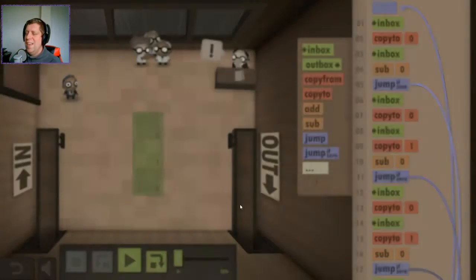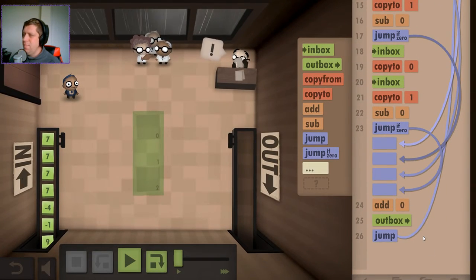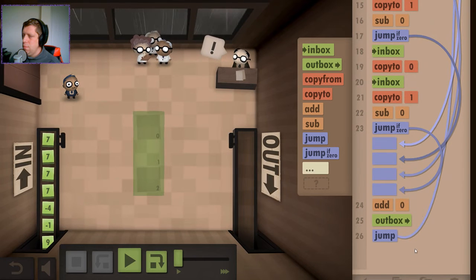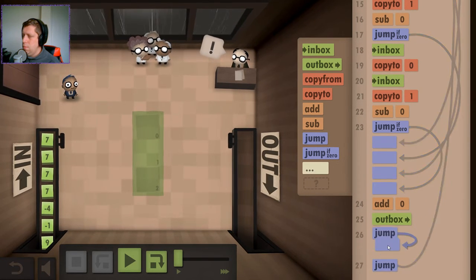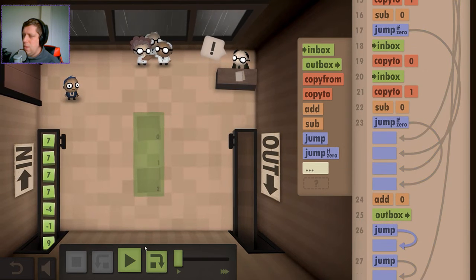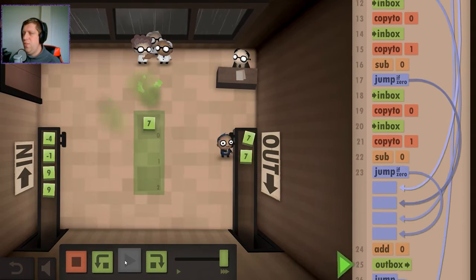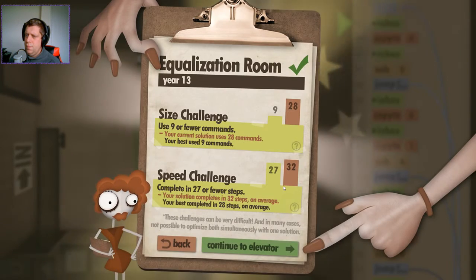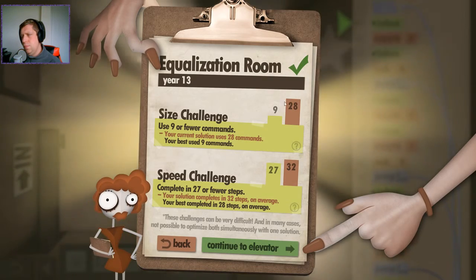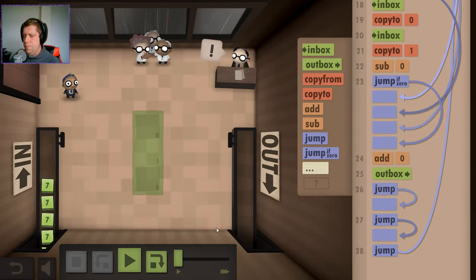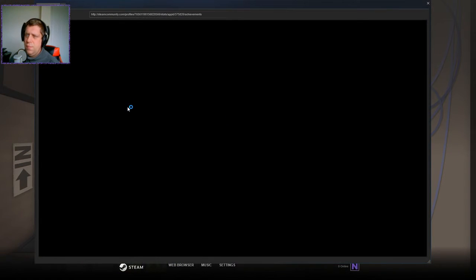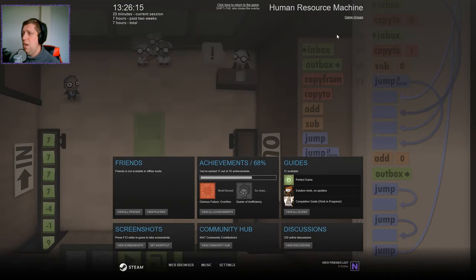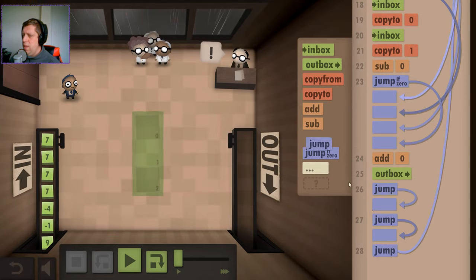Still one too short, though. I just want to do this. I think this was what I need to do for one of the achievements. You have three times the amount required steps in the program. That's three times the amount. Isn't that what it was? Let me check. Oh, four times. Alright, well, I like to get achievements and stuff.